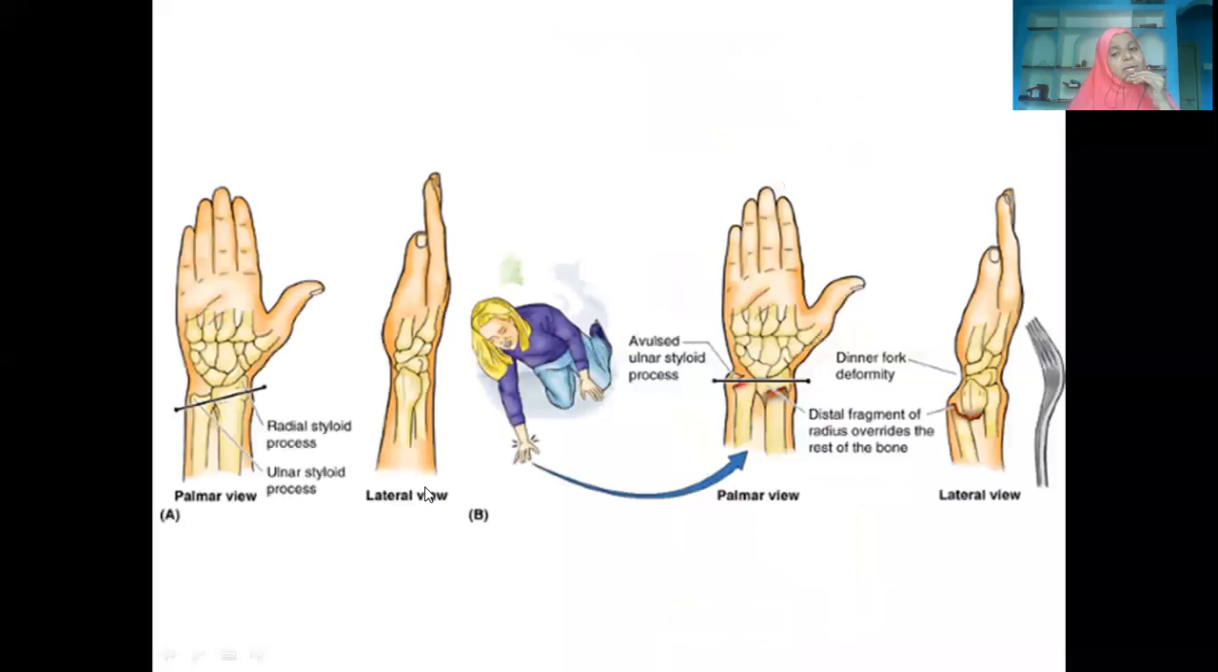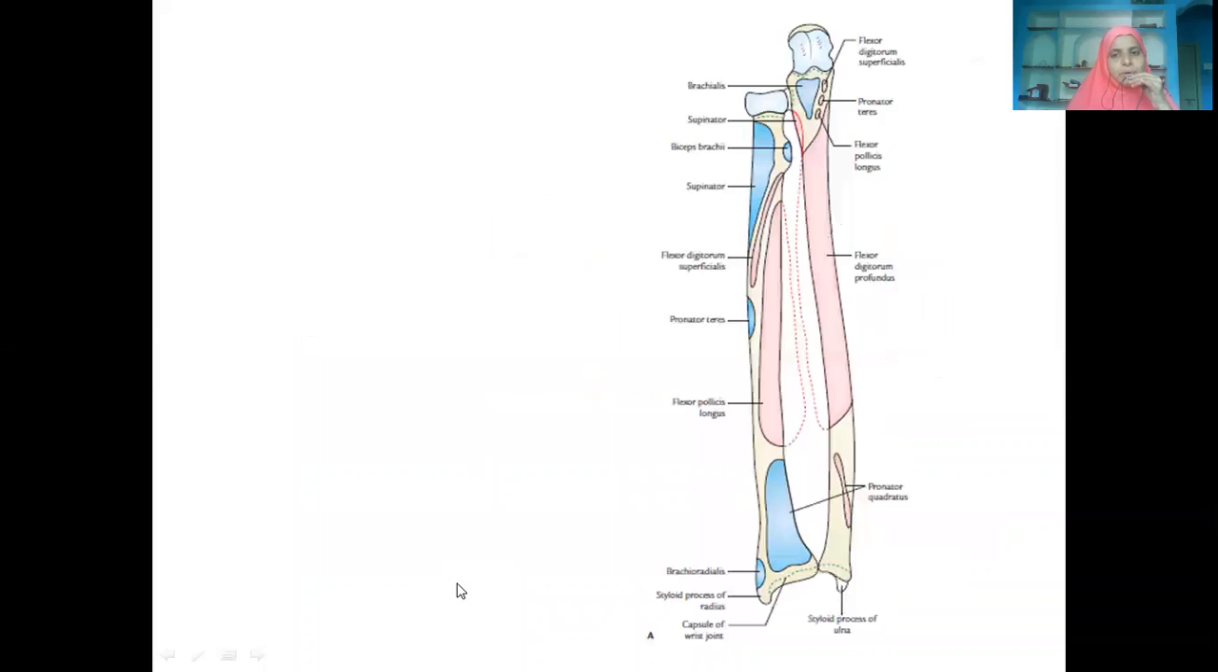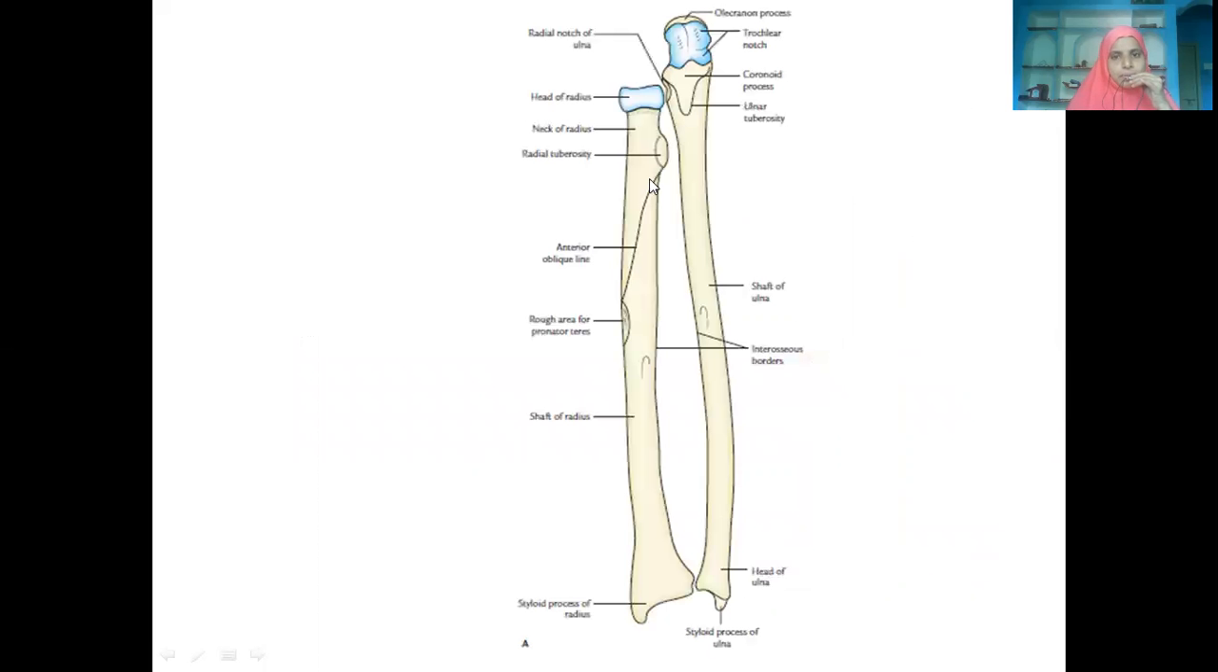Basically, if you have the bone in your hand, you will be able to appreciate it better. No problem, but still I will try to make you understand. So the lateral border is showing convexity. It widens rapidly downwards towards the distal end, and it is concave anteriorly. Then, which is the interosseous border here? See, this border which is towards the ulna bone, this is the interosseous border.